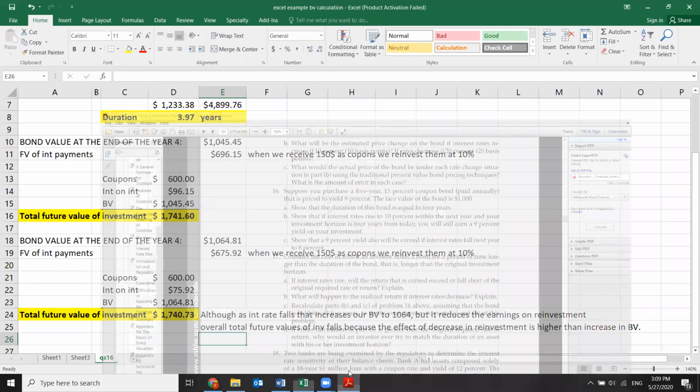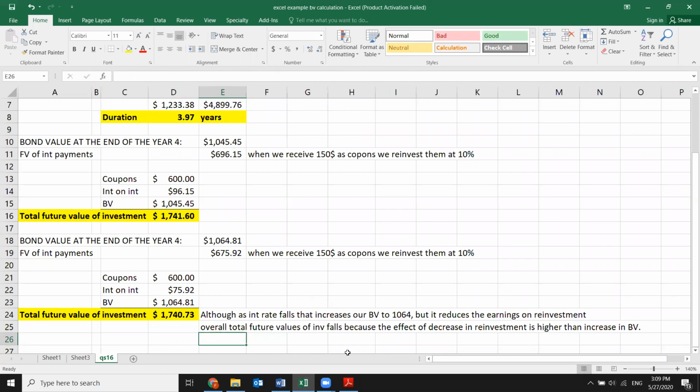Professor, may I ask, in that comment, we reinvest the $150 coupon at 9%, right? In the last case, no. We reinvest at 10%. But in this case, we are reinvesting at 8%. Sorry, I didn't correct it here. We are reinvesting at 9% here. Okay. Sorry, at 8. It was 9, increased to 10. Then it was 9, it decreased to 8. Okay.